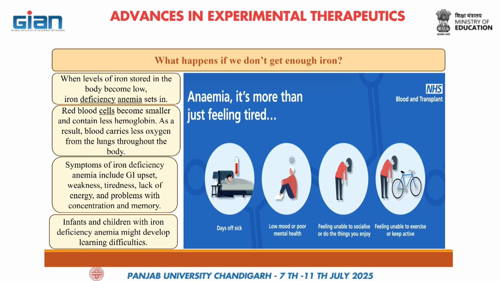Then we will discuss what happens if we don't get enough iron. So when the level of iron stored in our body becomes low, iron deficiency anemia sets in. RBCs become smaller in size and contain less hemoglobin, as a result of which blood carries less oxygen from the lungs throughout the body. The symptoms of iron deficiency anemia include gastrointestinal upset, weakness, tiredness, lack of energy, problems with concentration and memory. Infants and children with iron deficiency anemia might also develop learning difficulties.